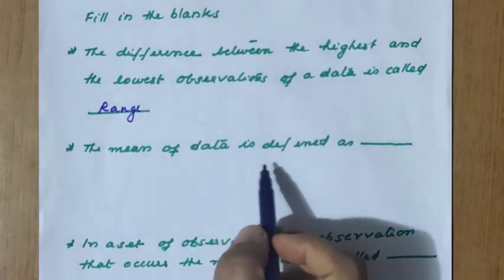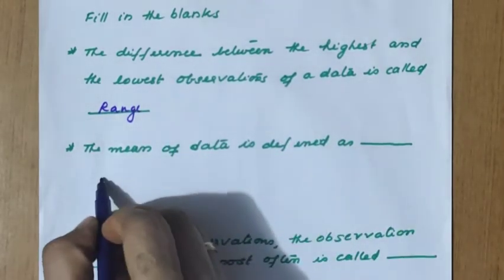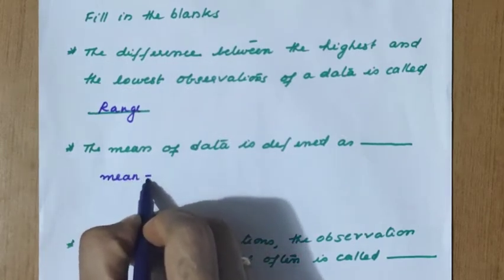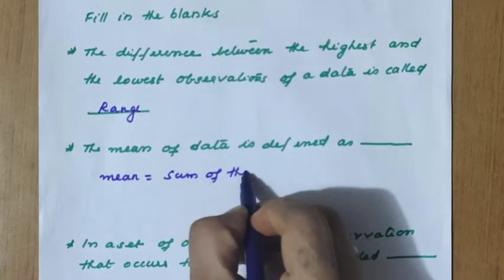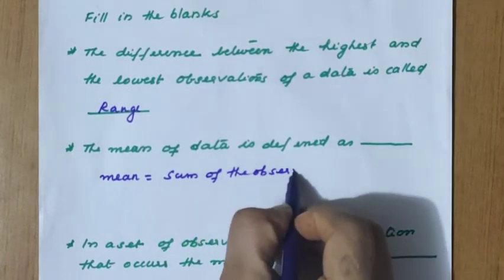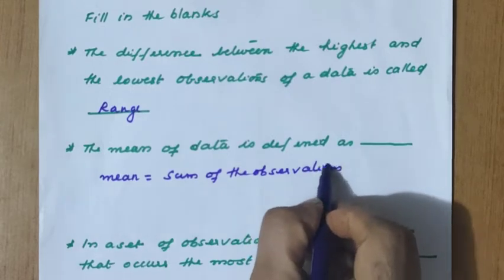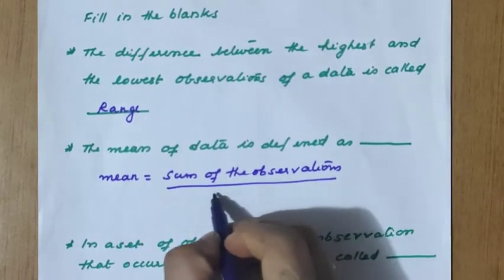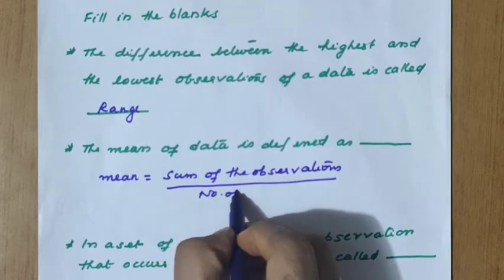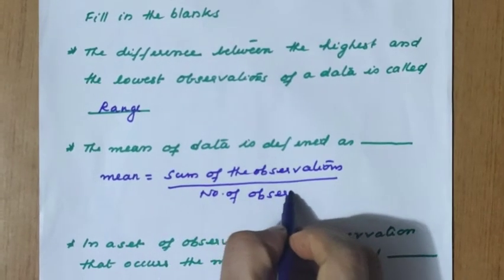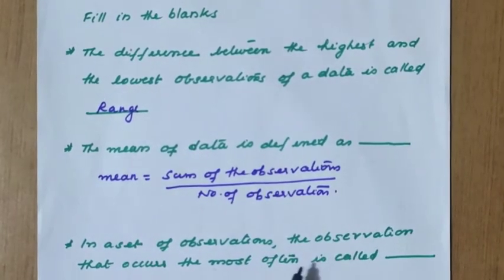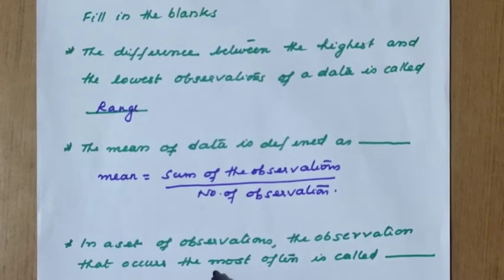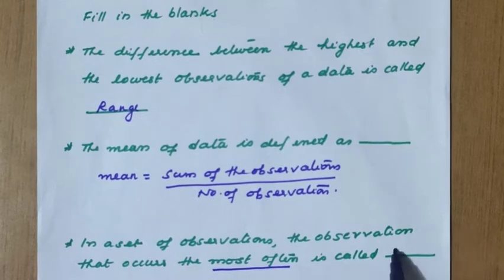asked here. The mean of the data is defined as, that means we should write the formula, therefore mean equal to sum of the observation divided by total number of observations. Next, in a set of observation, the observation that occurs most often, that means the most repeated score from the data, that is called a mode.